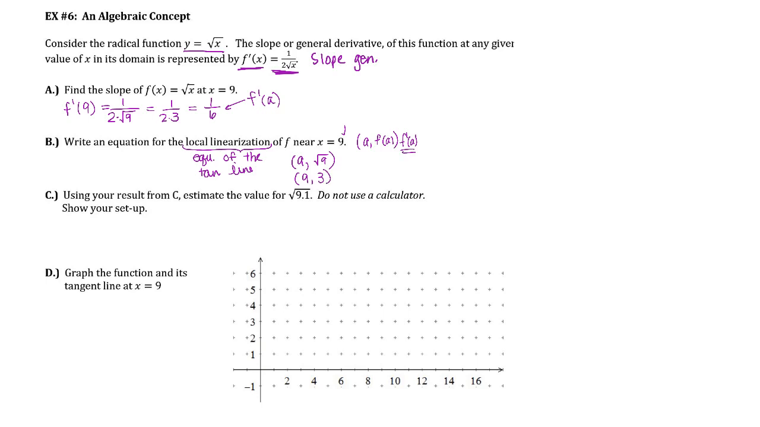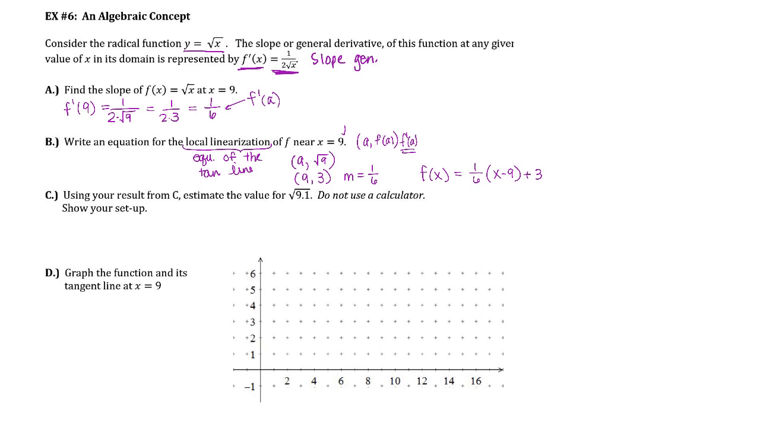And then my slope that I need, that slope value is going to be 1/6. So now I have everything I need in order to write the equation of that tangent line. So our function is going to be 1/6 times (x minus 9) plus 3. So there's our, let's see, what did they call it? Local linearization.